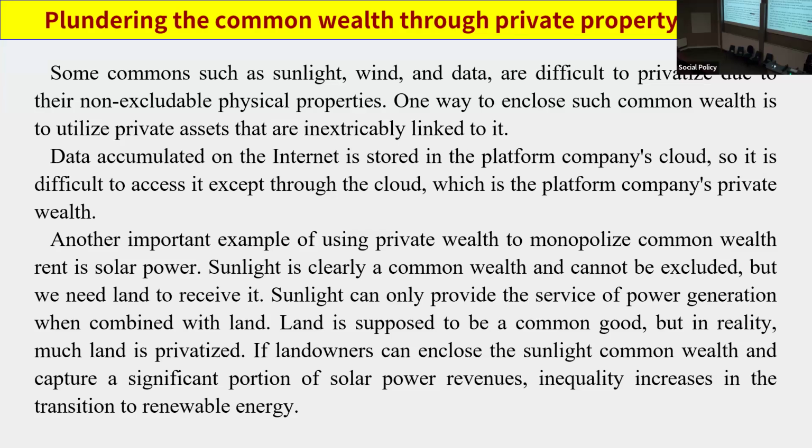Another important example of using private wealth to monopolize commonwealth rent is solar power. Sunlight is clearly a commonwealth and cannot be excluded, but we need land to receive it. Land is supposed to be a common good, commonwealth, but in reality, much land is privatized. If landowners can enclose the sunlight commonwealth and capture a significant portion of solar power revenues, inequality increases in the transition to renewable energy.